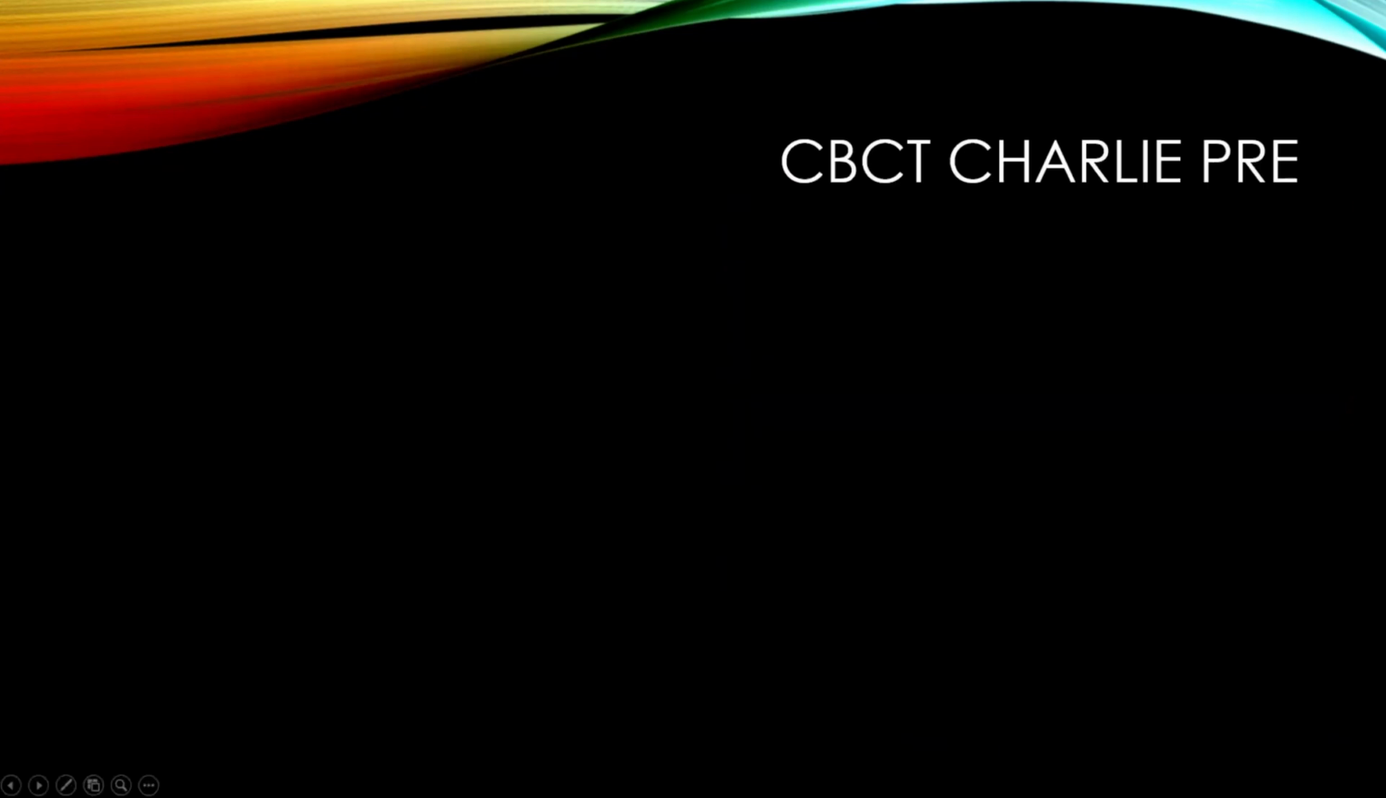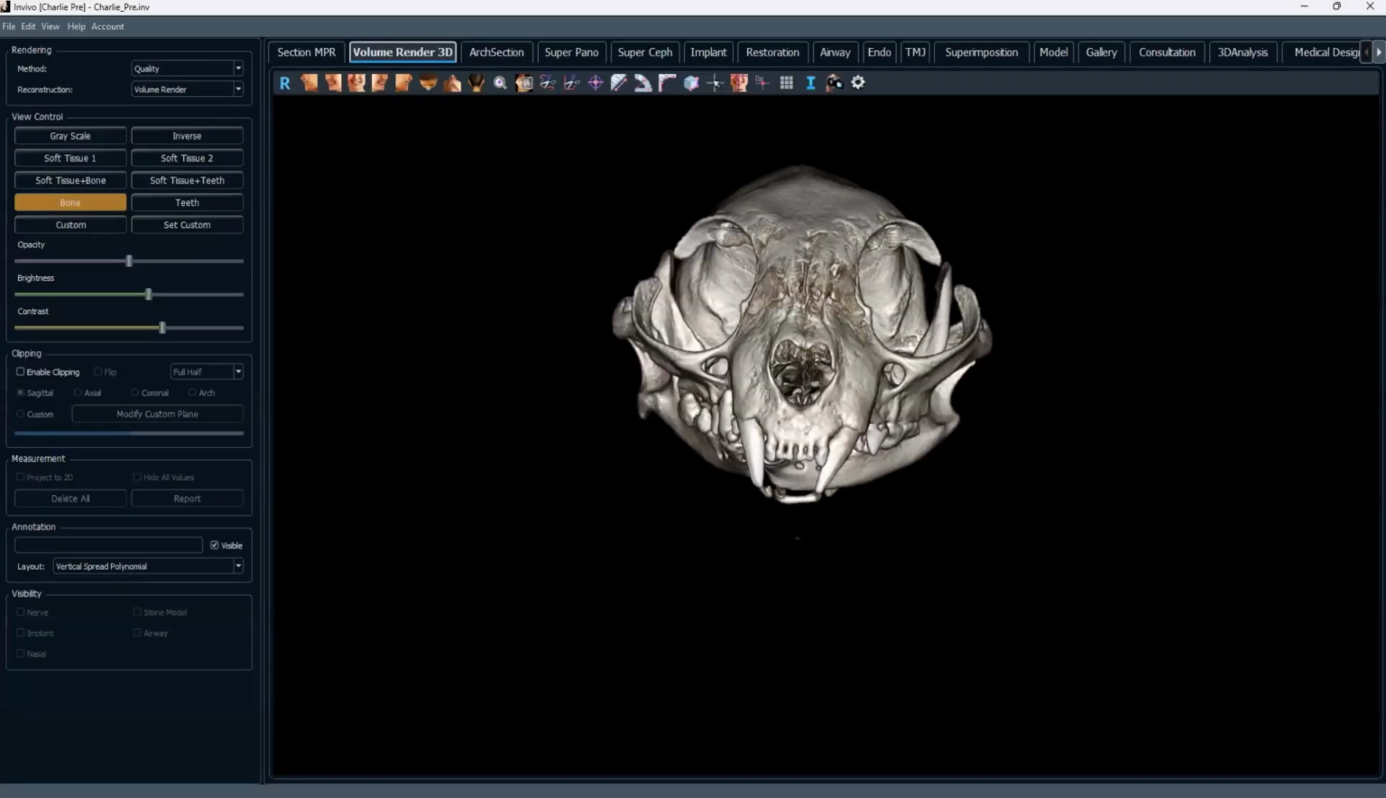So now we're going to switch over and take a look at his initial cone beam CT. This is the volume render tab. I like to start in the 3D or volume render. I think of it like my distance exam.